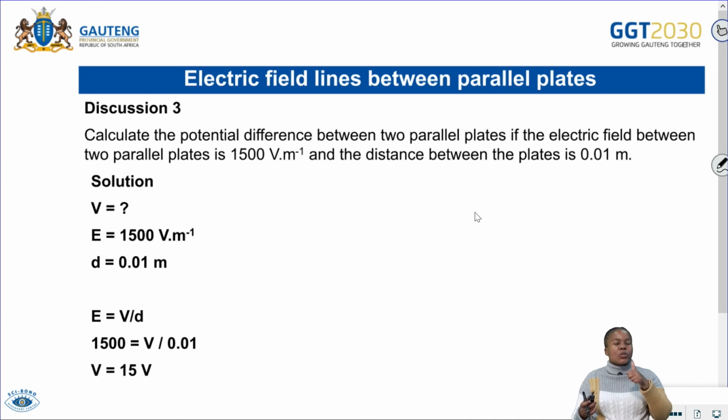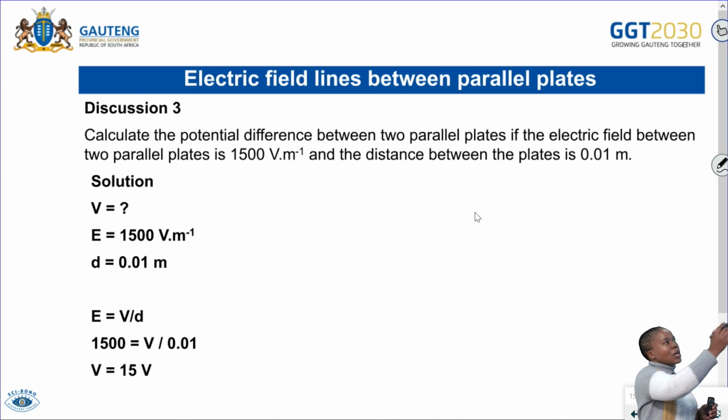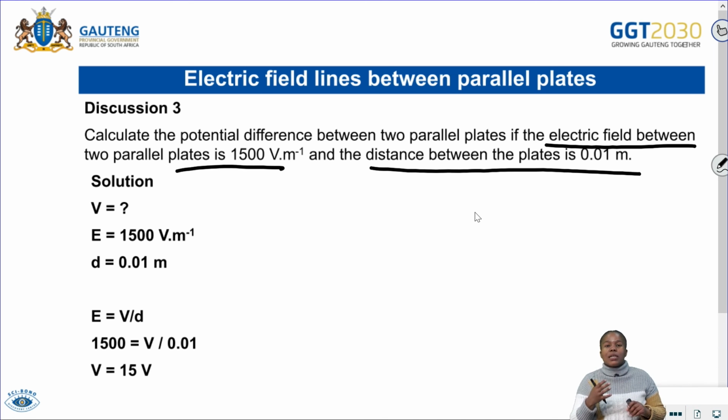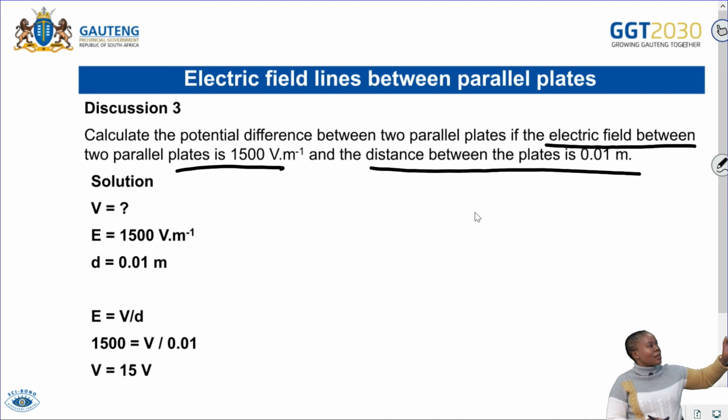Very crucial to write the data, because as you are writing it, you need to remind yourself of the conversions. As you're looking at them, the electric field has the correct SI unit. It should be volts per meter, and then the distance between the plates, it should be in what? In meters. So everything is all well. That means we can proceed into what? Into substitution. Okay, calculate the potential difference. That makes the V to be our unknown in the equation. Okay, just to break it down.